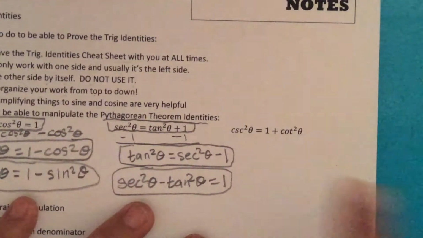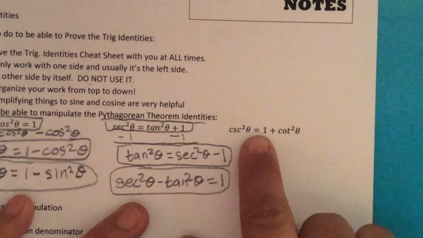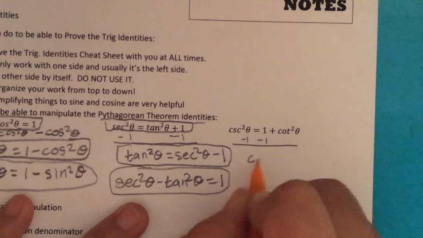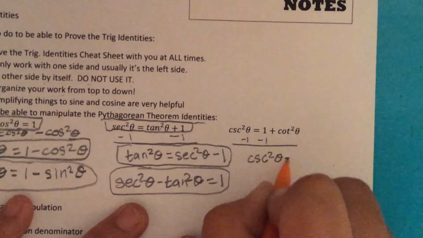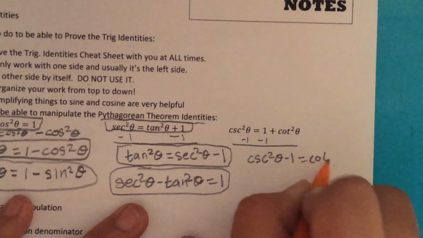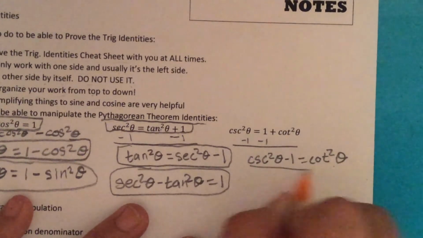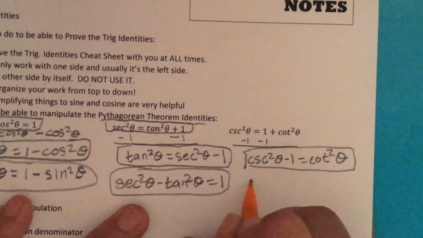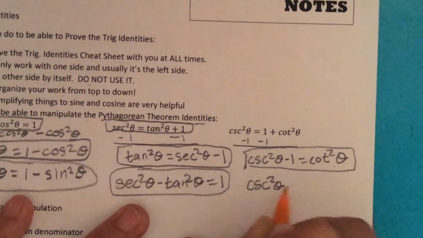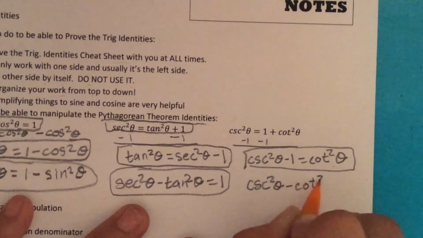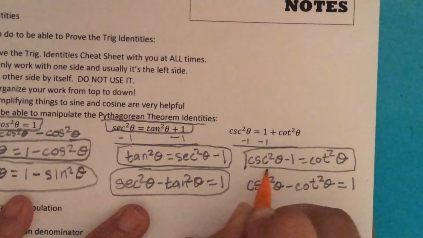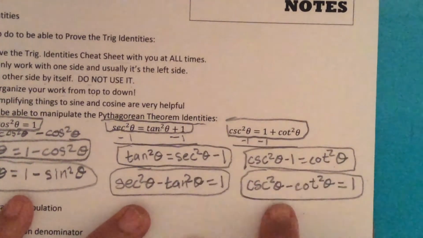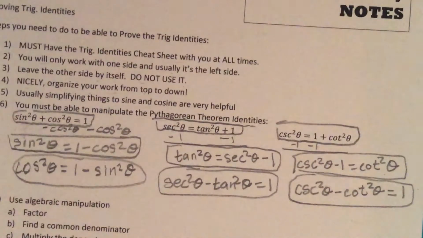And then we're going to do the same thing to the cosecant squared theta is equal to 1 plus the cotangent squared theta. So I can move the 1 over here. That's going to be cosecant squared theta minus 1 equals cotangent squared theta. So that's another way you can see it. Or you can move the cotangent over here, so that'll be the cosecant squared theta minus the cotangent squared theta equals 1. So those are various forms for that one. So each one has two other forms that you can see it.